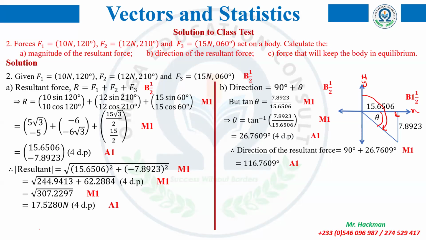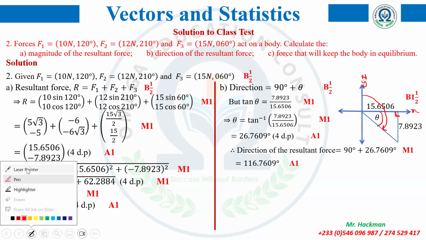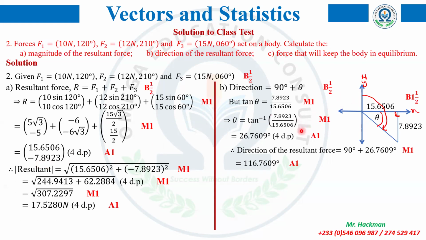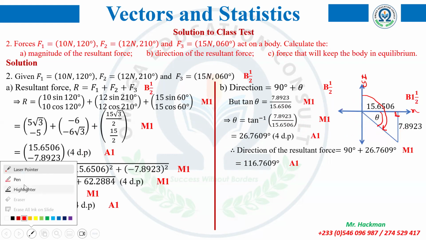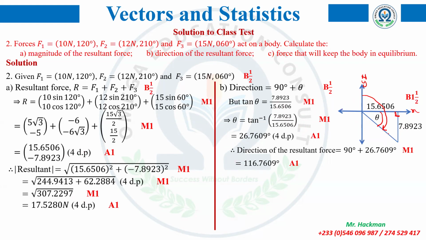Okay, so now I think we are good to go. Just as I was saying, we need to find theta. And for theta, we have to use tan because this is a right-angled triangle, we know. And if you want to do this, which I would advise you to, the vector that you have here is your resultant. So that's the magnitude of your resultant.